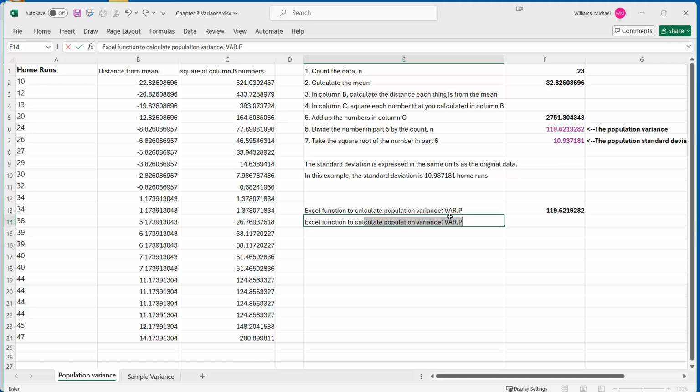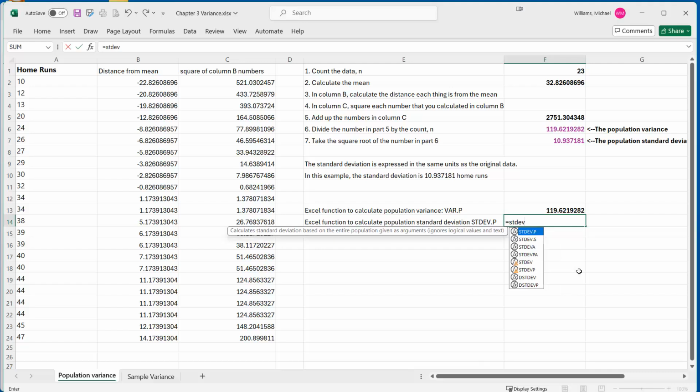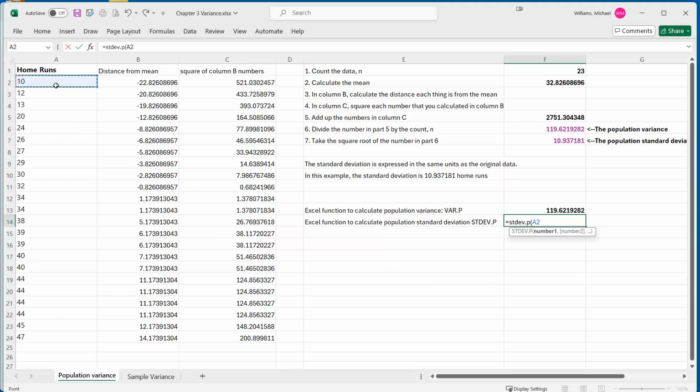Calculate population standard deviation, STDEV.P. Let's try that. Equals STDEV.P. Go grab the data. And I hope we get the 10.9371. We do.